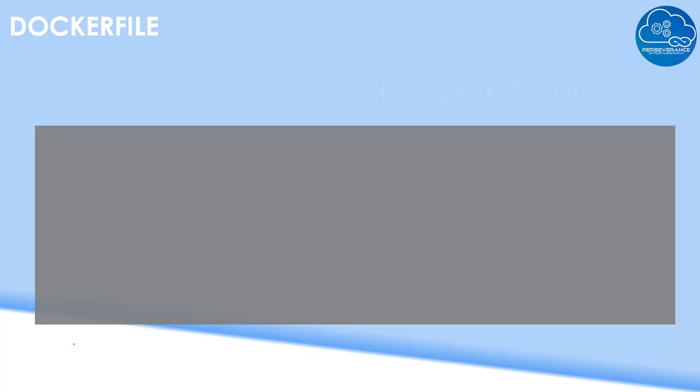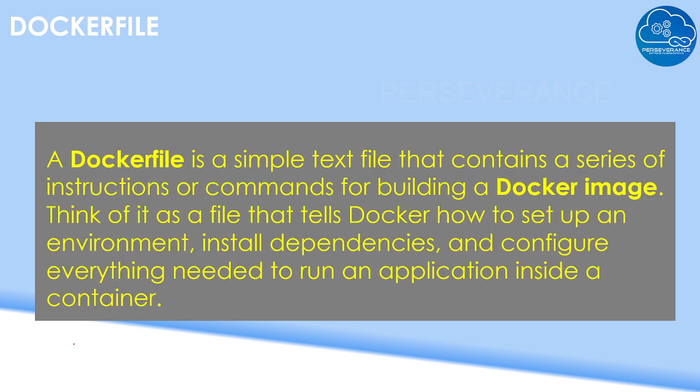So let me explain what a Dockerfile is. Simply, to create your customized image, you need to write a Dockerfile. What is a Dockerfile? A Dockerfile is simply a text file that contains a series of instructions or commands for building a Docker image. You got it, right? So this image is our customized image. It's not a predefined image. Using a predefined image, we'll write some instructions or commands in a simple text file, and by building that text file, we'll get a customized image out of it.